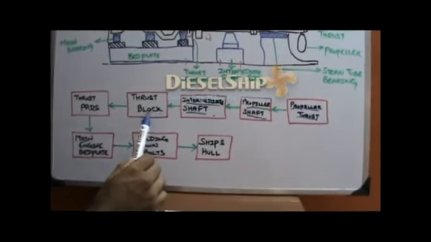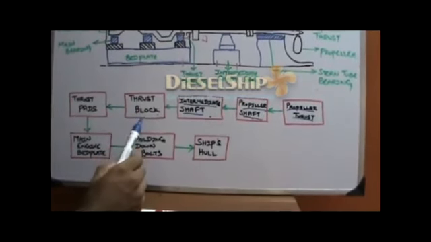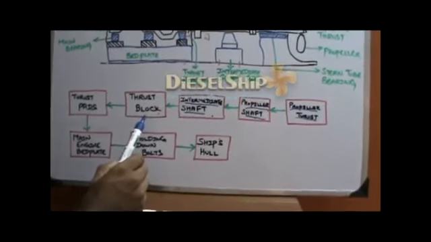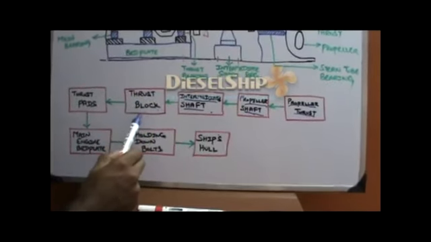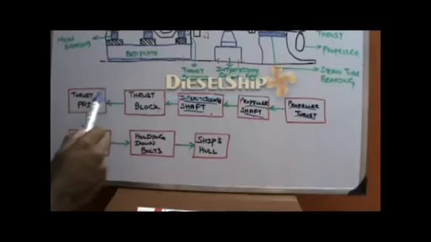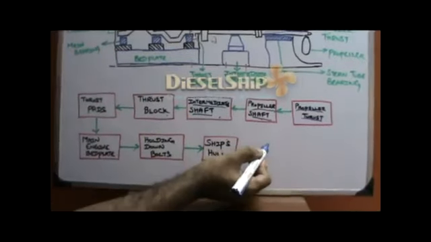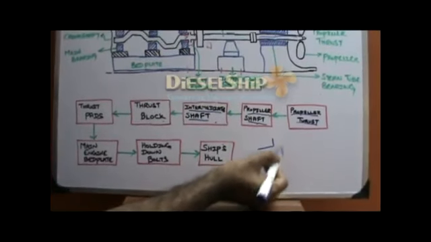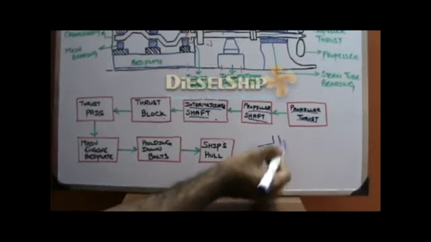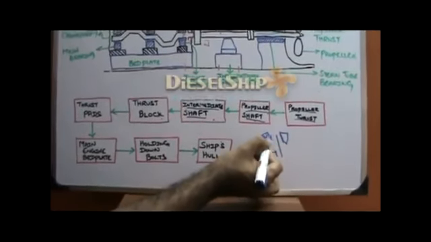Thus, the thrust block is placed at the aftmost part of the main engine such that no part of the crankshaft is subjected to the propeller thrust. And this thrust block has thrust pads. Simply, I can say this is the crankshaft, and here we have thrust pads. Here also we have thrust pads.